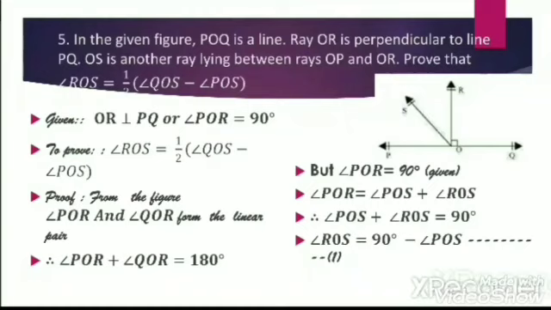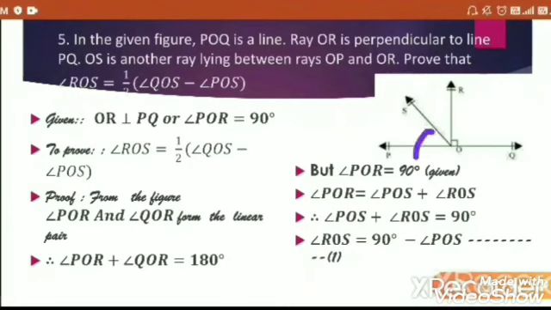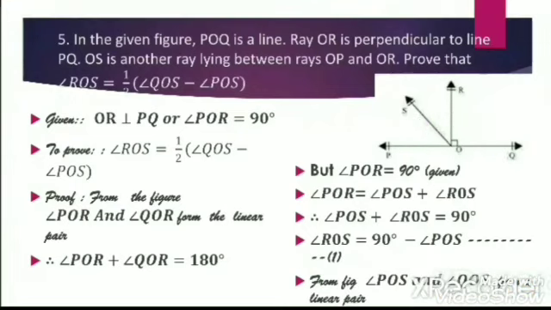Now we have written it. Next, from the figure we see that POS and QOS form a linear pair. Again, just see this POS and this QOS, they are also forming a linear pair. Their sum is also equal to 180 degrees. So we are going to write that also. Angle POS and QOS form a linear pair, so can I write angle QOS plus POS is equal to 180 degrees? Let's go for the next slide.